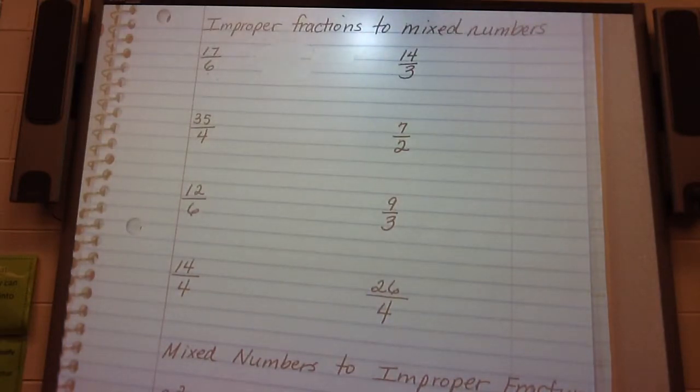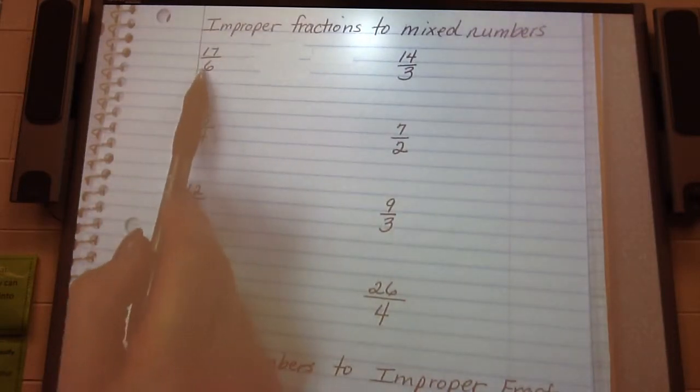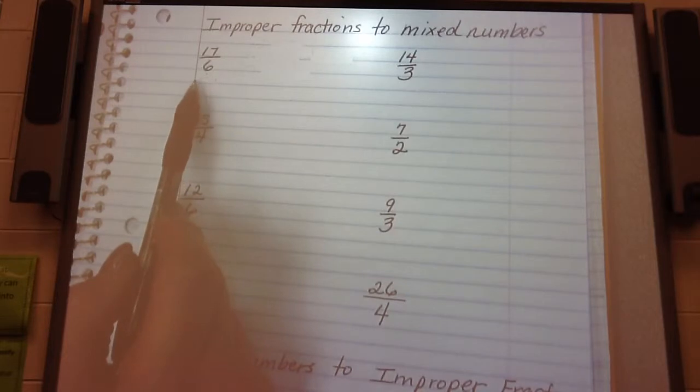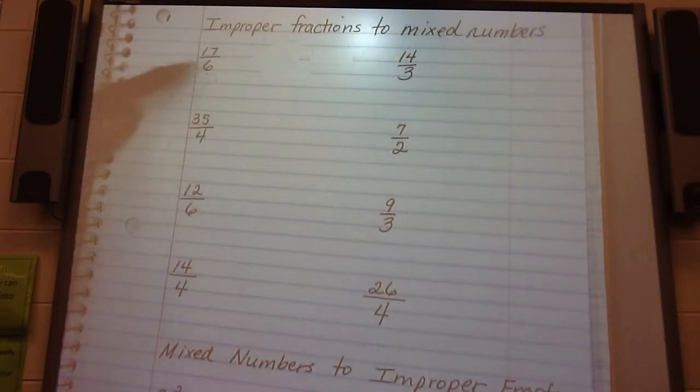Okay, this lesson is about improper fractions changing to mixed numbers, and likewise we'll cover mixed numbers changing to improper fractions. So to begin with, let's remember that an improper fraction means that the numerator is greater than the denominator, and that is not considered to be in simplest form or reduced terms. So we need to begin by looking at what this means. In actuality, a fraction bar means that you're doing division.